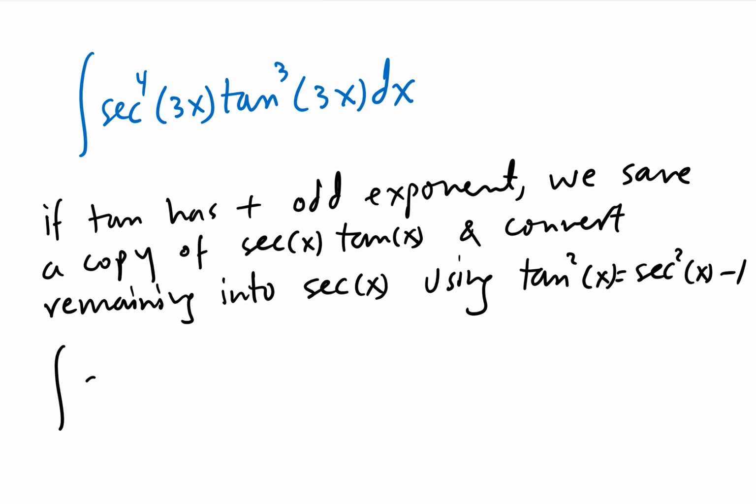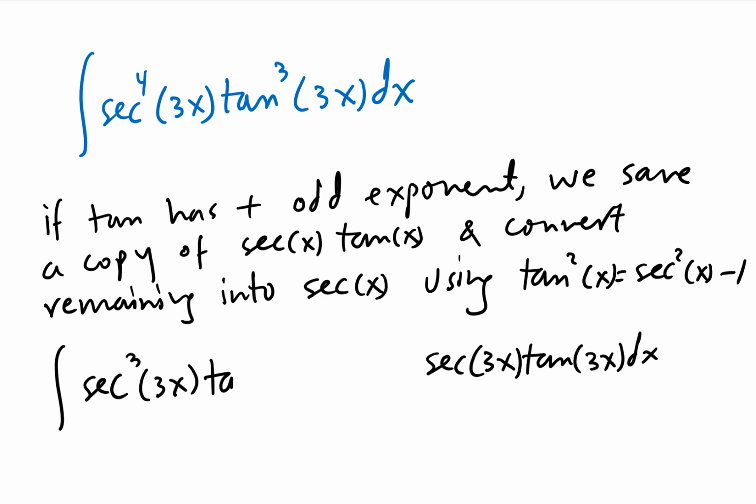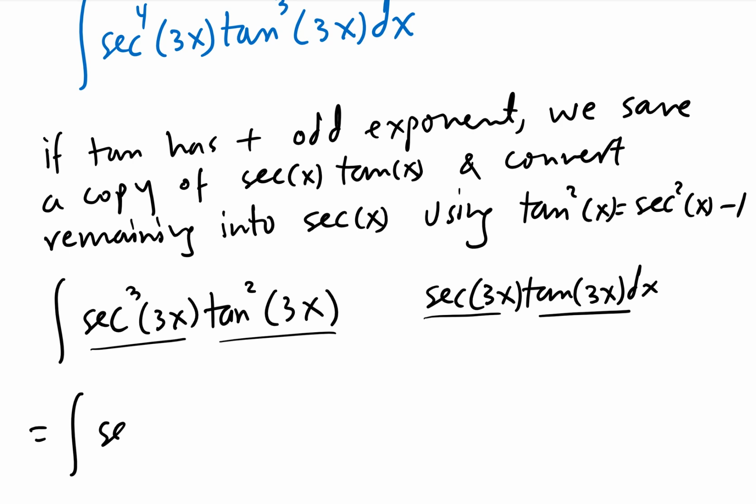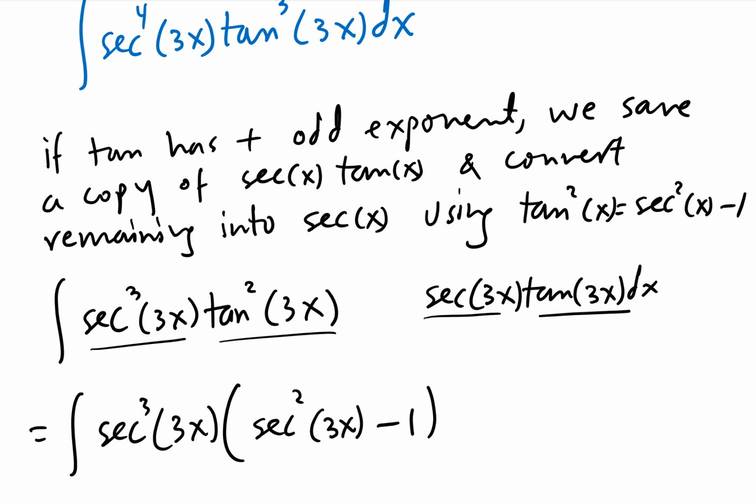So for example, secant cube 3x, I save a copy of secant 3x tan 3x dx, and the tan square 3x. So I saved a copy of secant tan, and that will give me 2 copies of tangent and 3 copies of secant. Then it says convert the remaining into secant. So convert means the tangent, convert them into secant square 3x minus 1 and bring all that down.